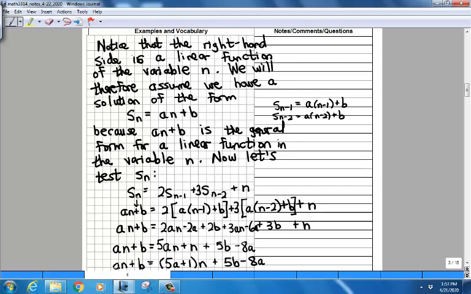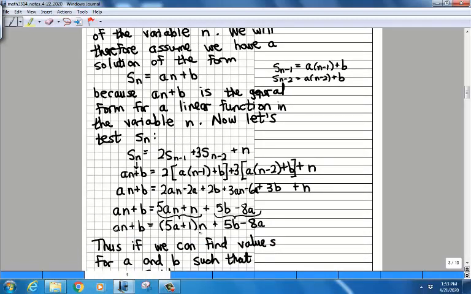Now remember, on the left-hand side, I still have an plus b, because that's what S sub n is equal to. Now, how many n's do you have on the right-hand side? Well, these two terms contain n. So I'm going to factor the n out of these two terms, and I get 5a plus 1 times n. So 5a plus 1 times n is just the same as these two terms. And then, of course, at the end here, I've got plus 5b minus 8a. Now, here's the observation I'm going to make. These two sides of this equation are equal. So on the right-hand side, you have 5a plus 1 times n, but on the left-hand side, you have a times n.